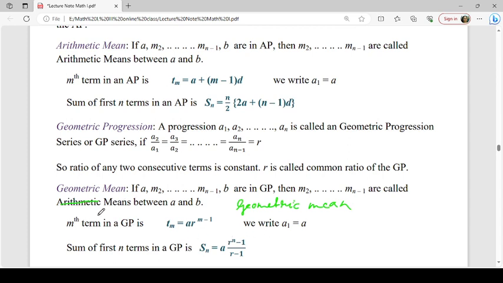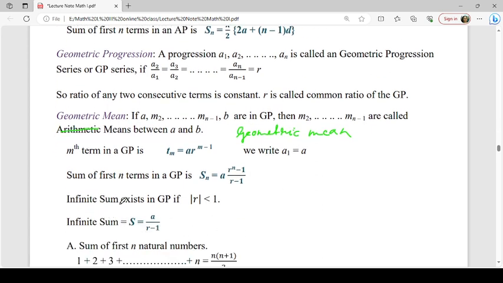And the mth term Tm is equal to a r to the power m minus 1. The first term is a, r is the common ratio, m is the mth term, so it is this. And the sum of the first n terms in a GP is Sn equal to a into (r to the power n minus 1) by (r minus 1).